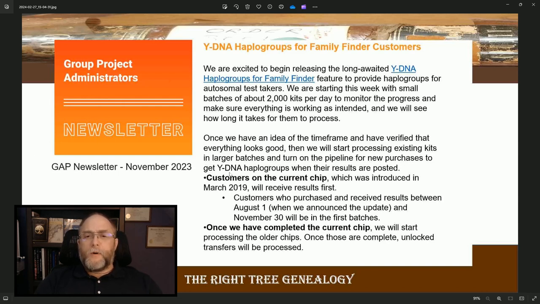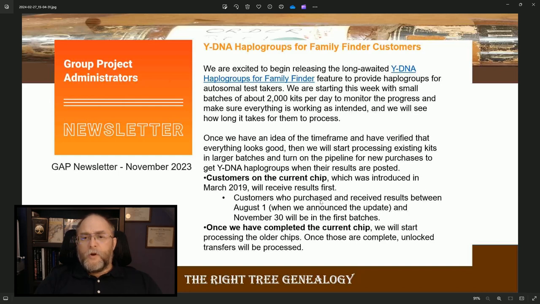Now, here's a key point here. Current customers that are on the current chip, starting in March 2019. So if you got your kit started processing in March of 2019, it's considered on the new chip. Prior to that, it's considered the old chip. It says we'll receive results first.